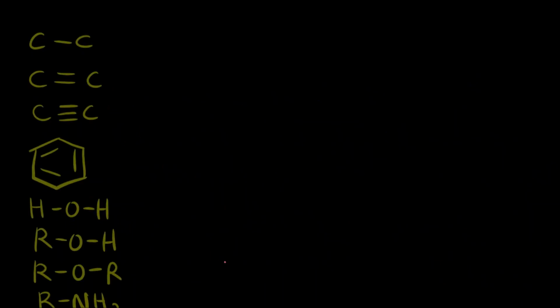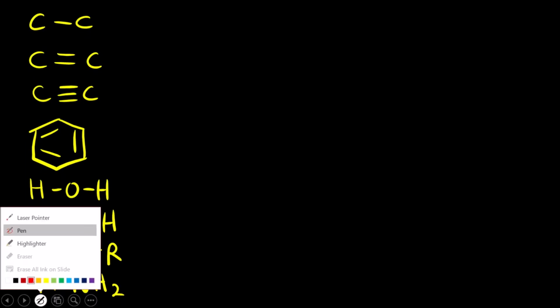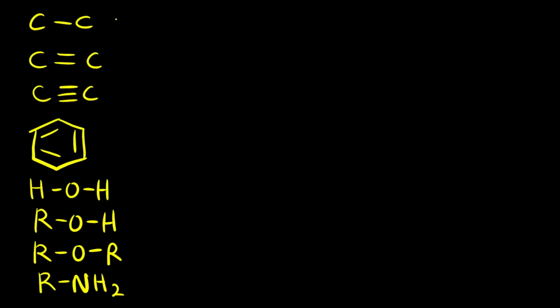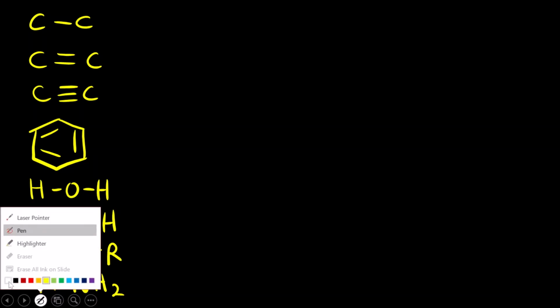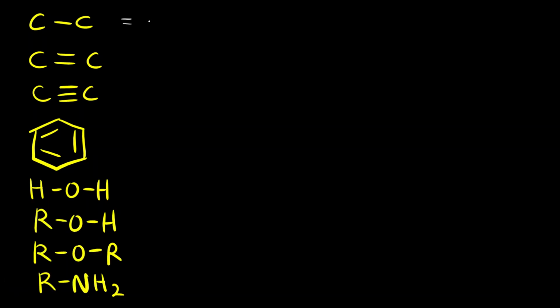So now let us see some of the basic functional groups. We start from hydrocarbons, that is, compounds containing carbon and hydrogen. This is a carbon-carbon single bond. A carbon-carbon single bond is called an alkane. Next, we talk about the carbon-carbon double bond. It is called an alkene. Next is the carbon-carbon triple bond. This is called an alkyne.